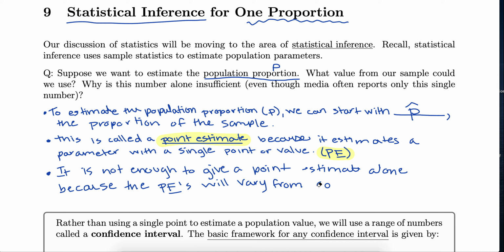Let me fix my handwriting here for you guys. Sorry, I'm still getting used to this whole tablet thing. Will vary from sample to sample. All right. So we're going to start with a point estimate. It's a good starting place, but we need to add some more to that and include this idea that we do expect some variability from sample to sample.